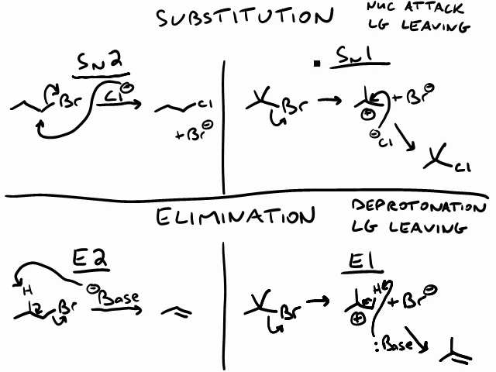In an SN2 process, the nucleophilic attack and the loss of the leaving group occur simultaneously. Nucleophile attacks and loss of a leaving group. In an SN1 process, they don't happen simultaneously. First, the leaving group leaves, and then the nucleophile attacks.